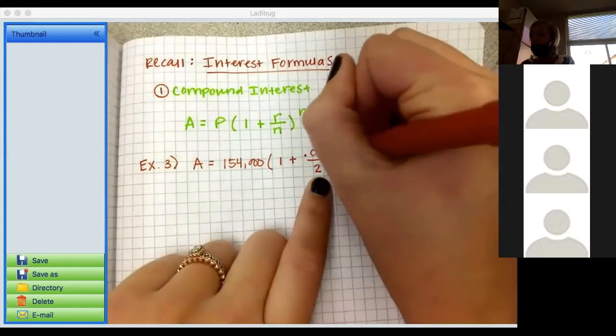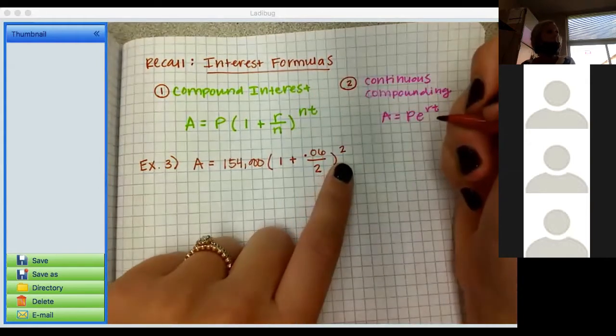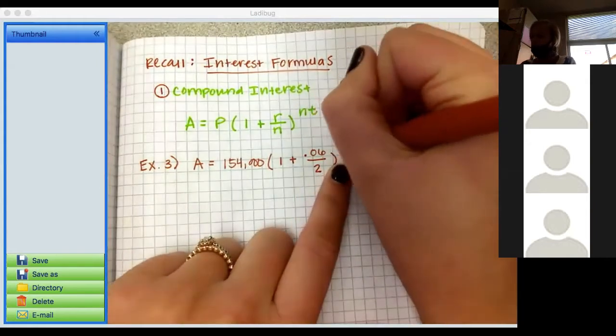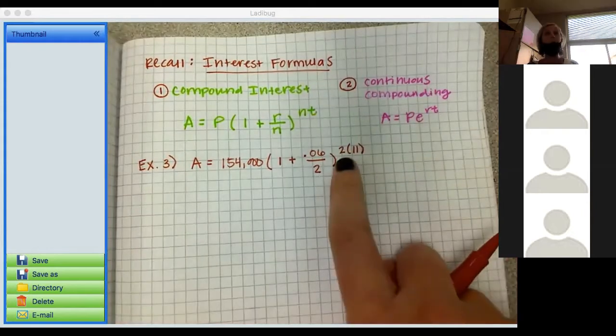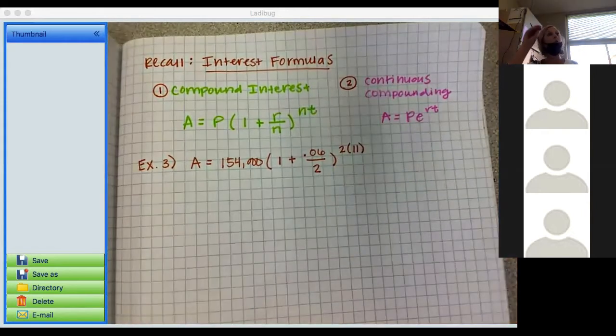So raised to the, we got to get rid of that 2 now. We're compounding it twice every 11 years. So it's compounded twice every 11 years. That's why you multiply right there.